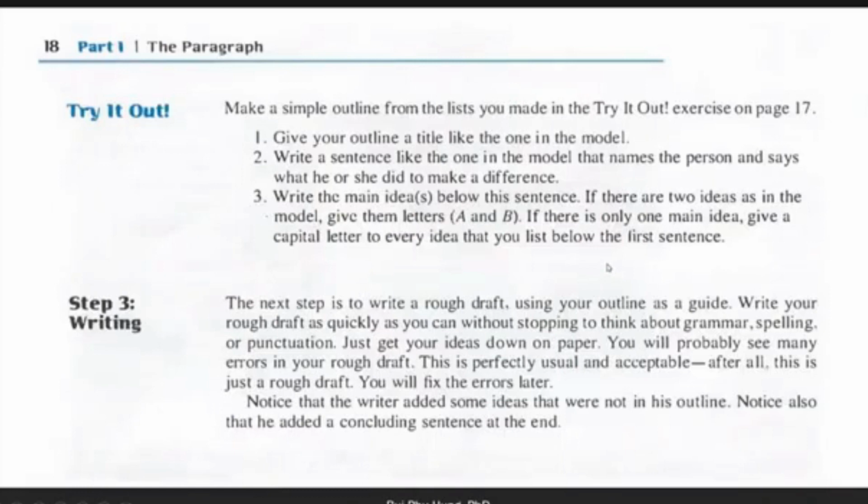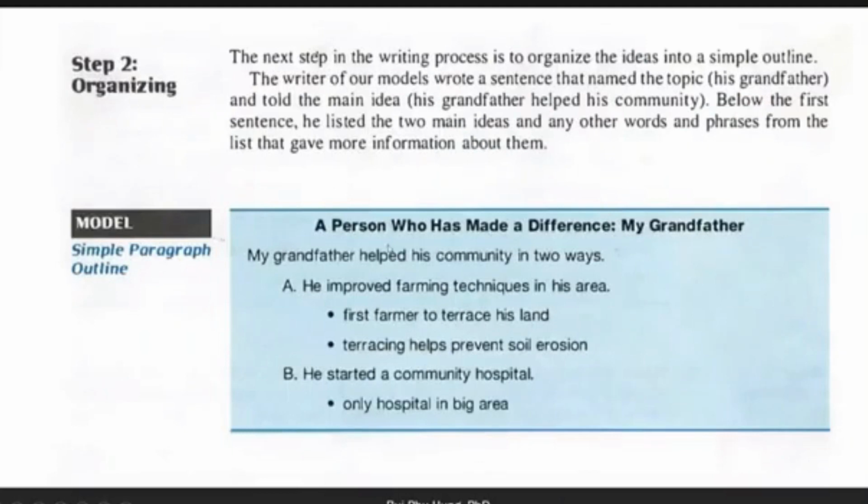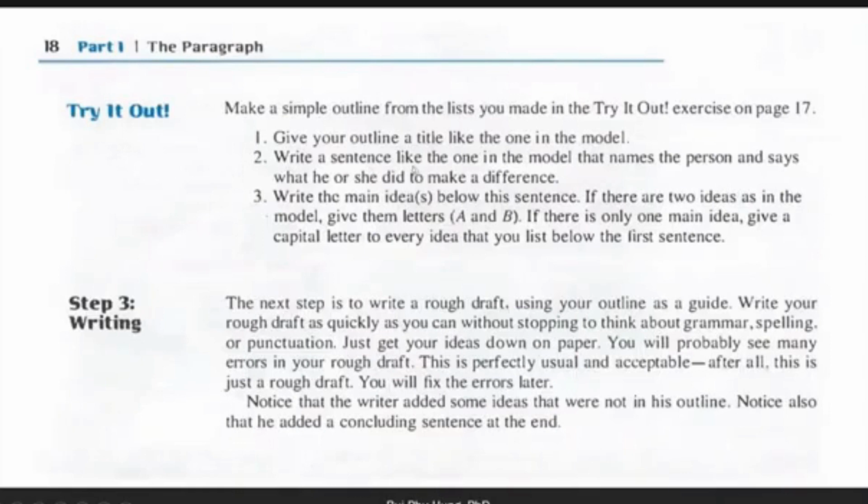Okay. Try it out. Make a simple outline from the list you made, right? In the Try It Out, Exercise 17. Give your outline a title like the one in the model. Một cái outline thì chúng ta phải có title, có tựa ở phía trên, đúng không? Write a sentence like the one in the model that names the person and says what he or she did to make a difference. Write the main ideas below the sentence.